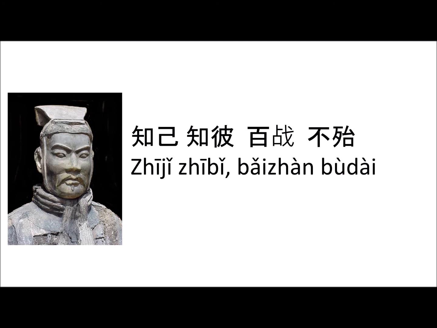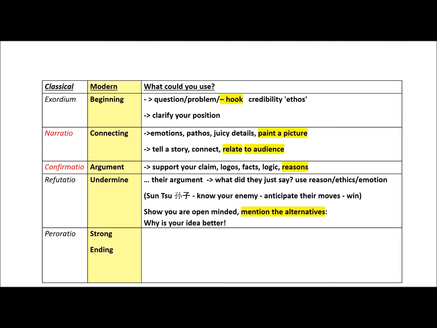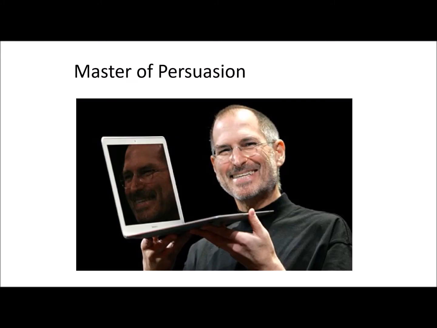Okay, just in case your Chinese is even worse than mine, it means something like know yourself and know your enemy, and you will win 100 battles. The idea is that you know about the opposition. One person who knew all about the art of war, no surprises here, was Steve Jobs.